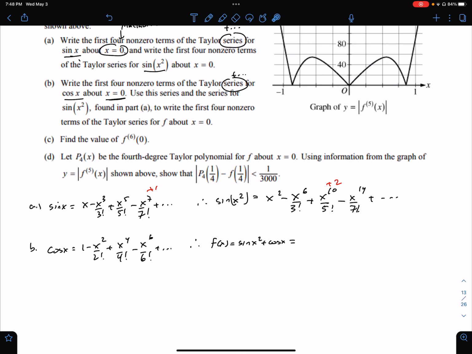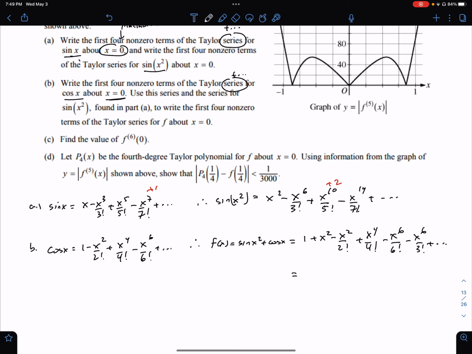All right, so when I combine them, we're going to get 1 plus x squared minus x squared over 2 factorial plus the x to the 4th over 4 factorial. And now we're going to do the x to the 6's. So I've got minus x to the 6th over 6 factorial minus x to the 6 over 3 factorial right here plus dot dot dot.